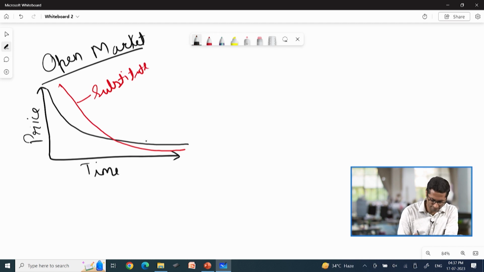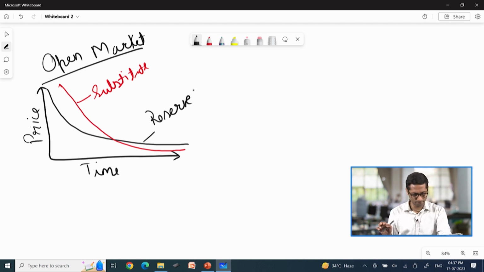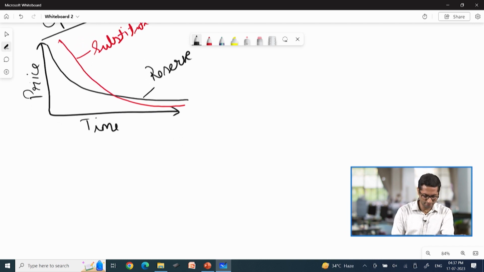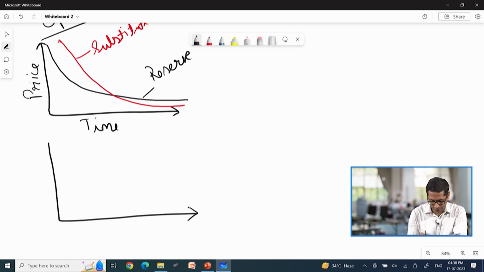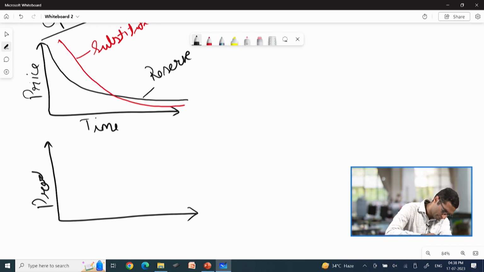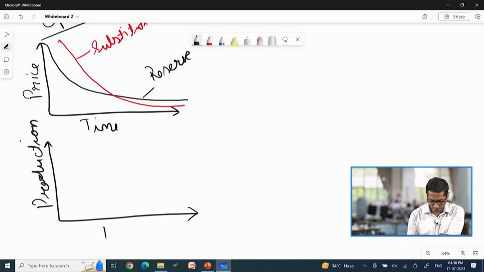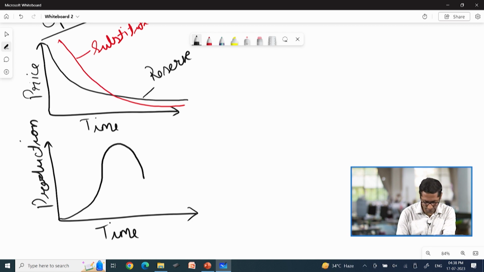And by this graph I am talking about the reserve of a fossil fuel. And if I see the production rate that is coupled with this kind of price trend, again I have the production rate on the y-axis and time on the x-axis. So, we would have an increase in the production of a resource, it peaks, and then as the substitute takes over there is a decline.